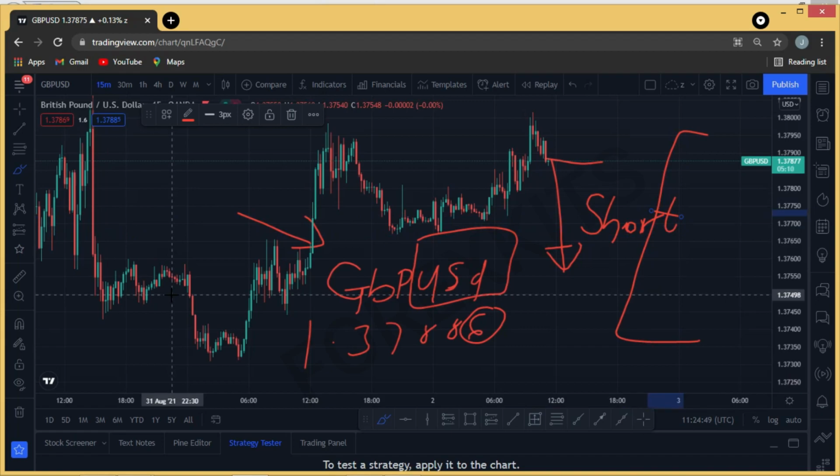Then if you believe that GBP is going to gain strength, okay, so GBP, which is the base currency, is going to gain strength, and the US dollar is going to weaken, okay.